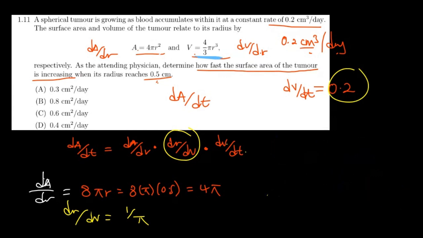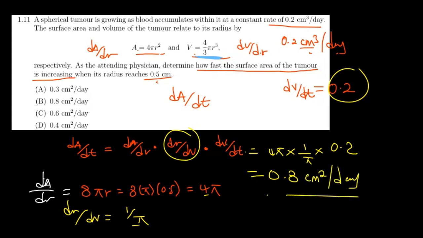Okay, we can just put in this formula and then multiply. So we're multiplying this with this. Okay, now I'm erasing things. We're multiplying this with this and that, so this will be equal to, okay, dA/dr is 4 pi multiplied by dr/dV, which is 1 over pi multiplied by 0.2, so that will just give me 0.8. And this will be area with respect to time, so that will be squared centimeters per day. Okay, so our answer here will just be B.